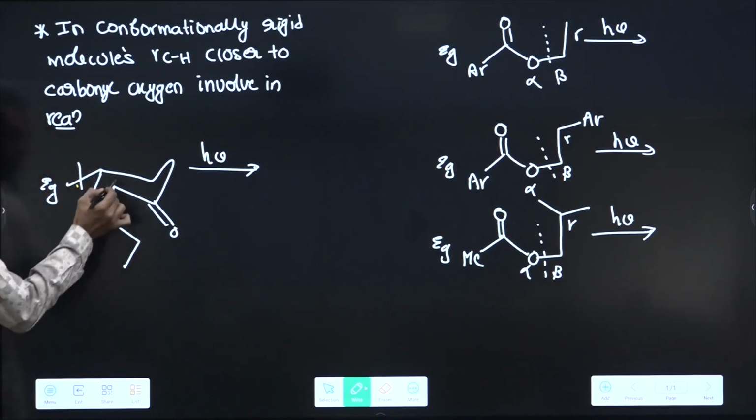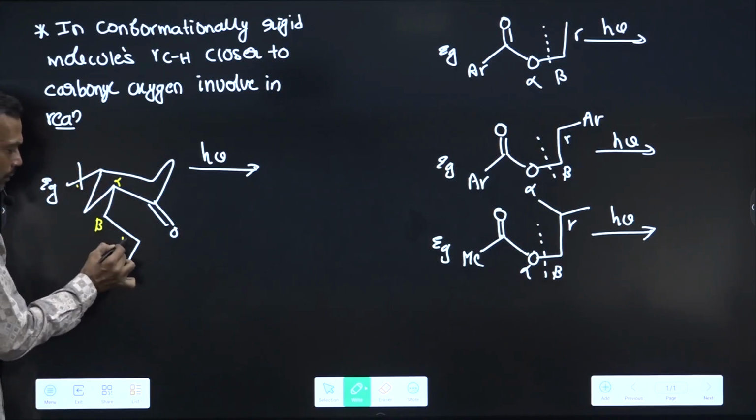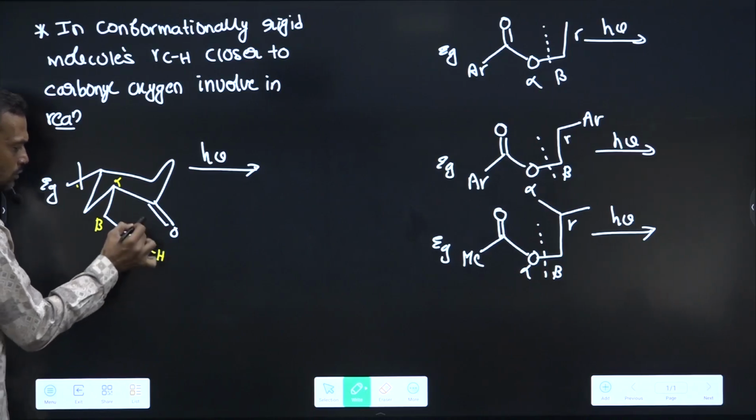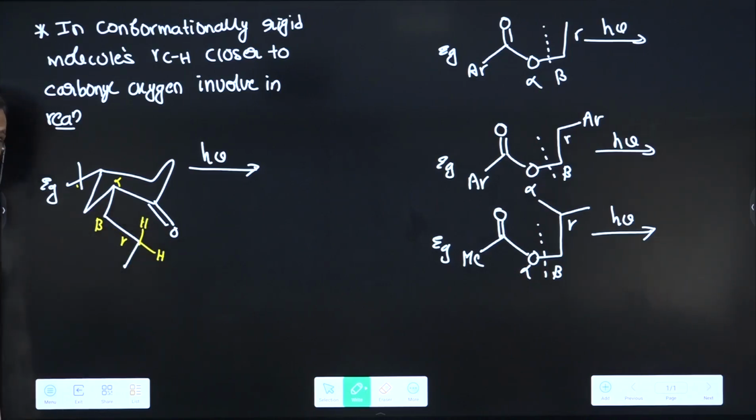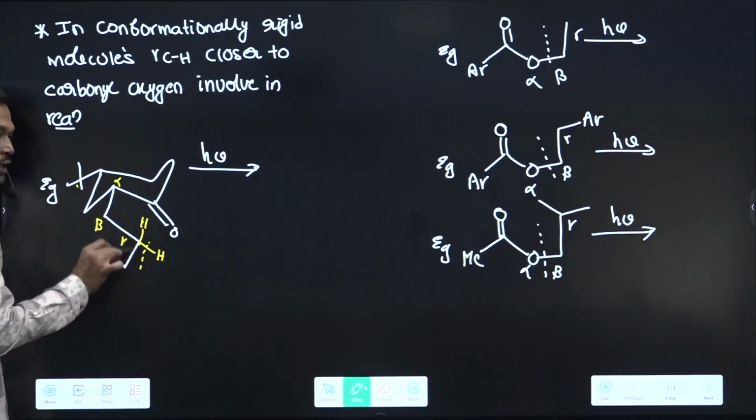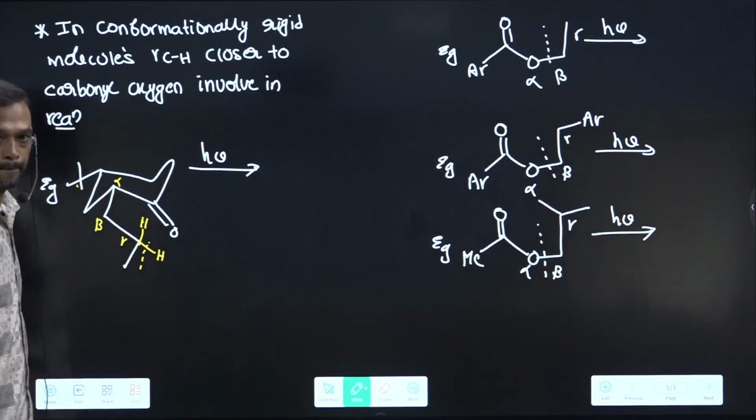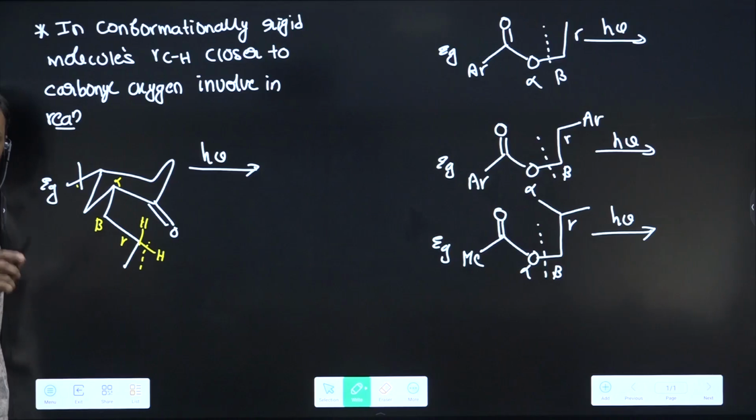Now see, this is alpha, beta, gamma. Are gamma hydrogens available or not? Are they very close to oxygen? Yes. Now break this, transfer here, write down the Norrish type 2 product. Now whatever technique I am giving, based on that you can predict the answer.